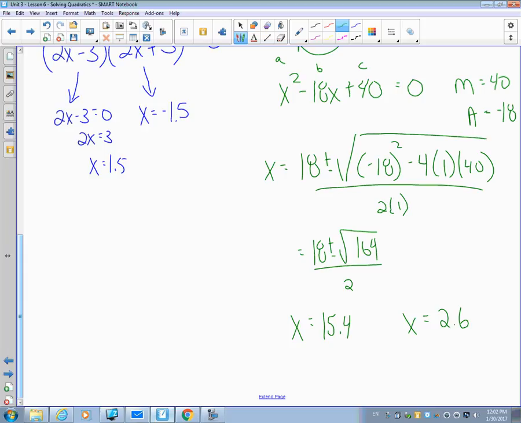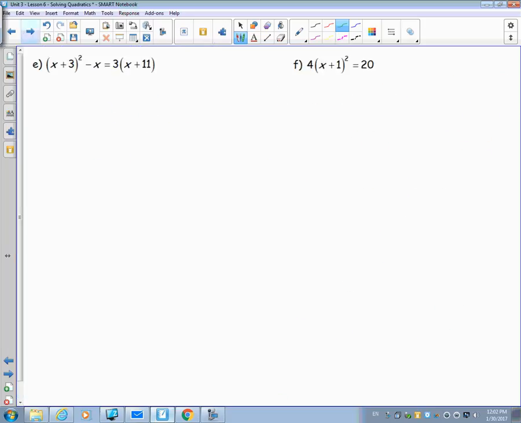Okay, we've solved those ones. A couple more simple ones. Our two rules are standard form equal to 0. These two questions definitely don't look like that, so we need to work on our algebra skills.